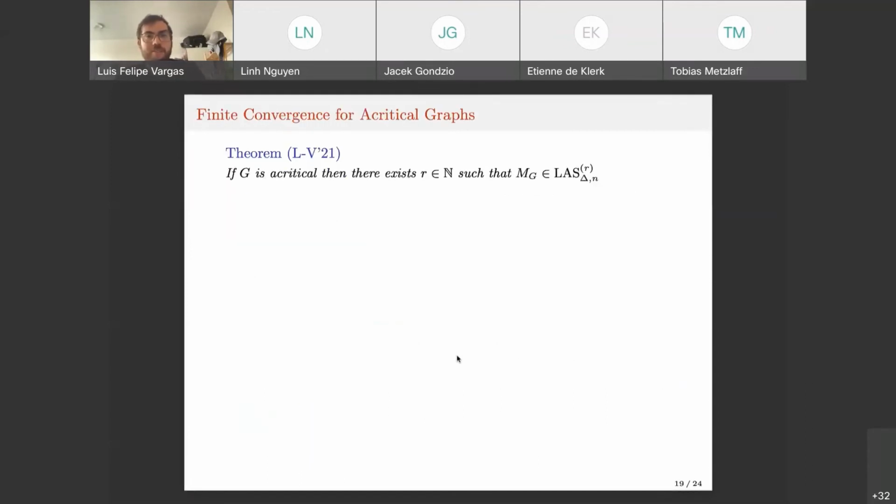Okay, and now our main theorem is that if G is a-critical, then we have finite convergence. But the result is even stronger. We prove that if G is a-critical, then the matrix M_G belongs to the Lasserre-type cones based on the simplex, which are contained in K_n^r. And thus, it implies that M_G is contained in K_n^r for some r, which means that theta^r of G is equal to alpha of G for some r.